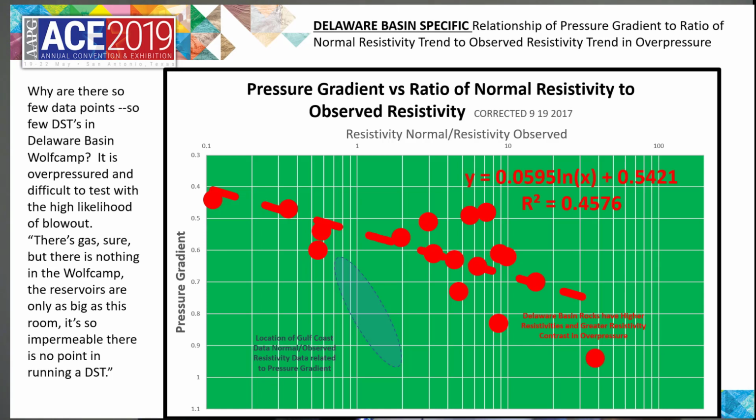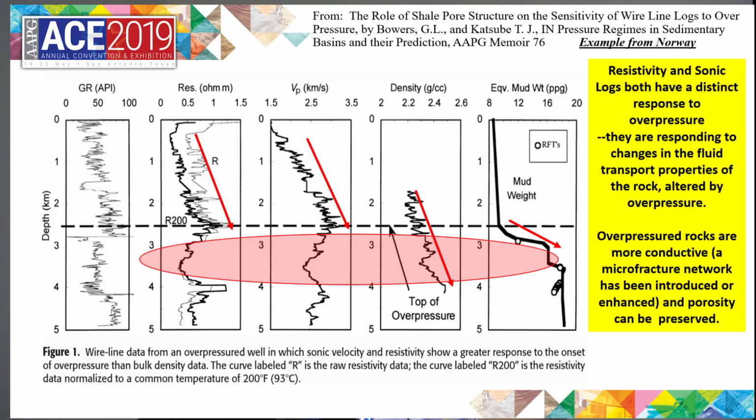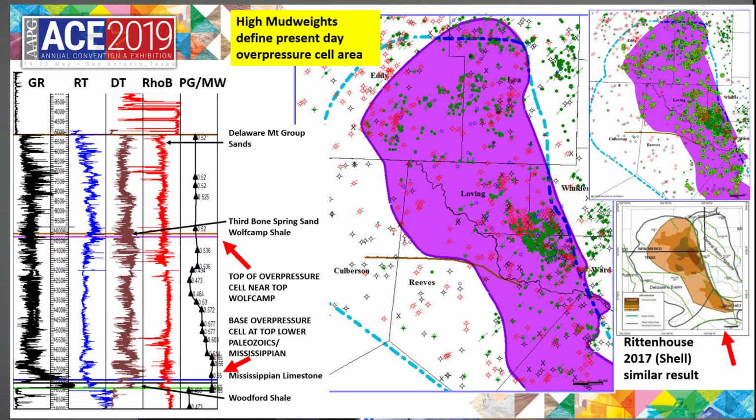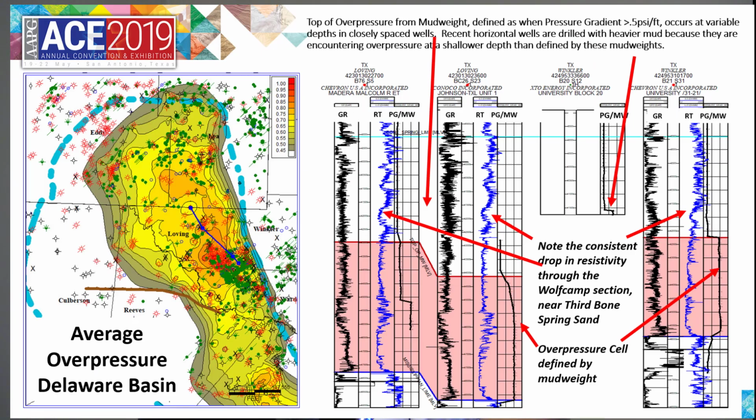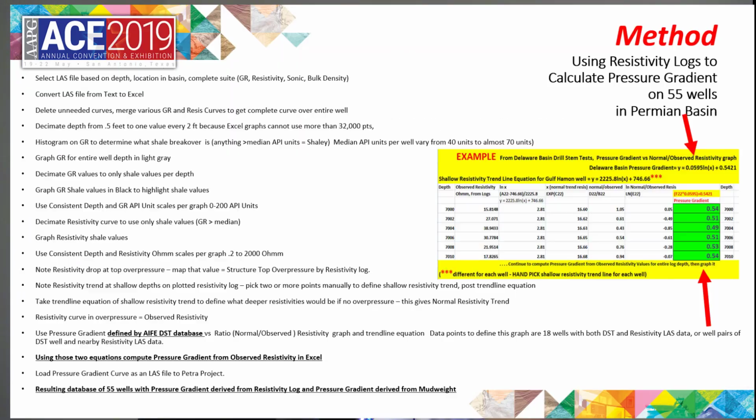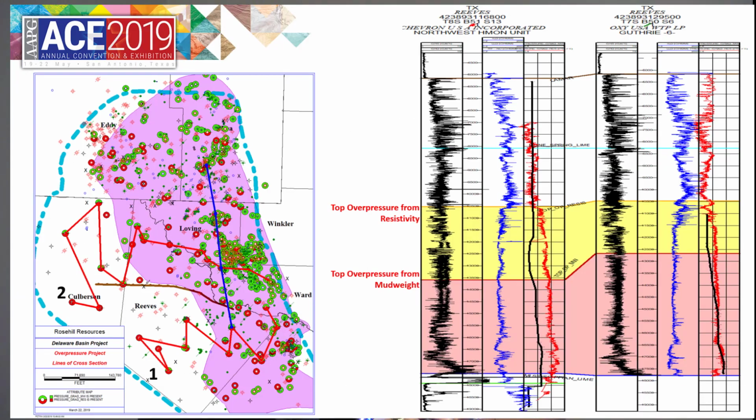But then as I progressed all the way through the study, I had right here a pretty close match from my pore pressure gradient for a balanced mud weight well, for a pore pressure gradient derived from the mud weight and that derived from the resistivity, and I'm still using that R squared of 0.45. I went with it and said, oh, okay, that's probably pretty good.